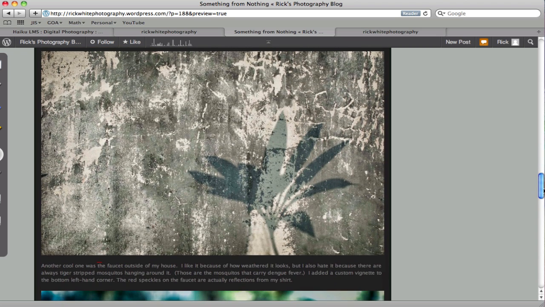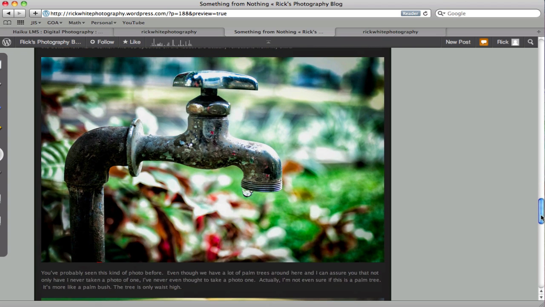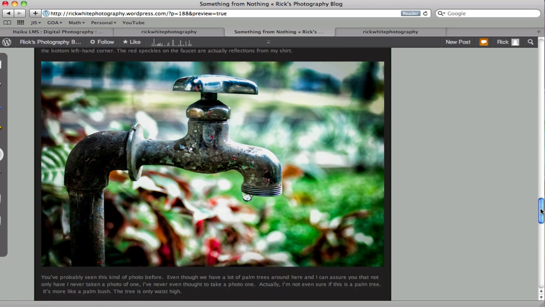Next one is a wall with a shadow on it. Rule of thirds again. Here's another faucet out in front of my house. I thought this was nice. This is actually my shirt shining through here. I had a red shirt on. And I added this slight vignette to the side here. You can kind of see it, and I made a video on this, which is below the assignment block. So check that one out.